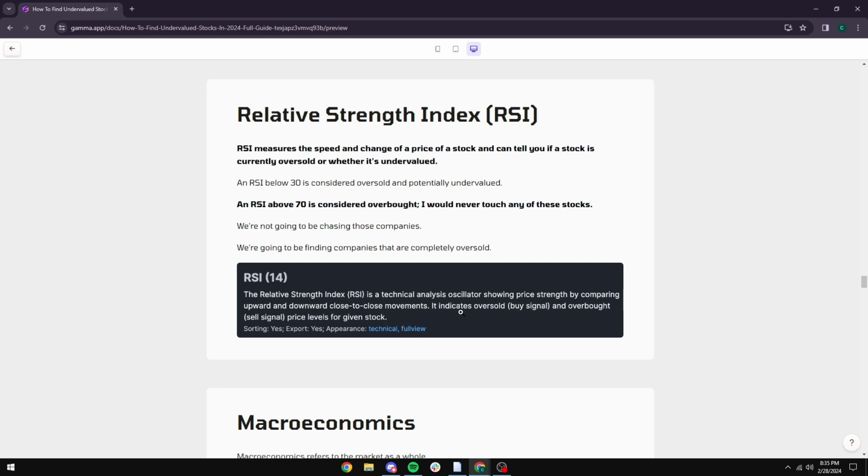Relative Strength Index, the RSI. The RSI measures the speed and change of the price of a stock and can tell you if the stock is currently oversold or undervalued. An RSI below 30 is considered oversold and potentially undervalued. An RSI above 70 is considered overbought. I would not touch any of these stocks. We're not going to be chasing companies. We're going to be finding companies that are oversold.